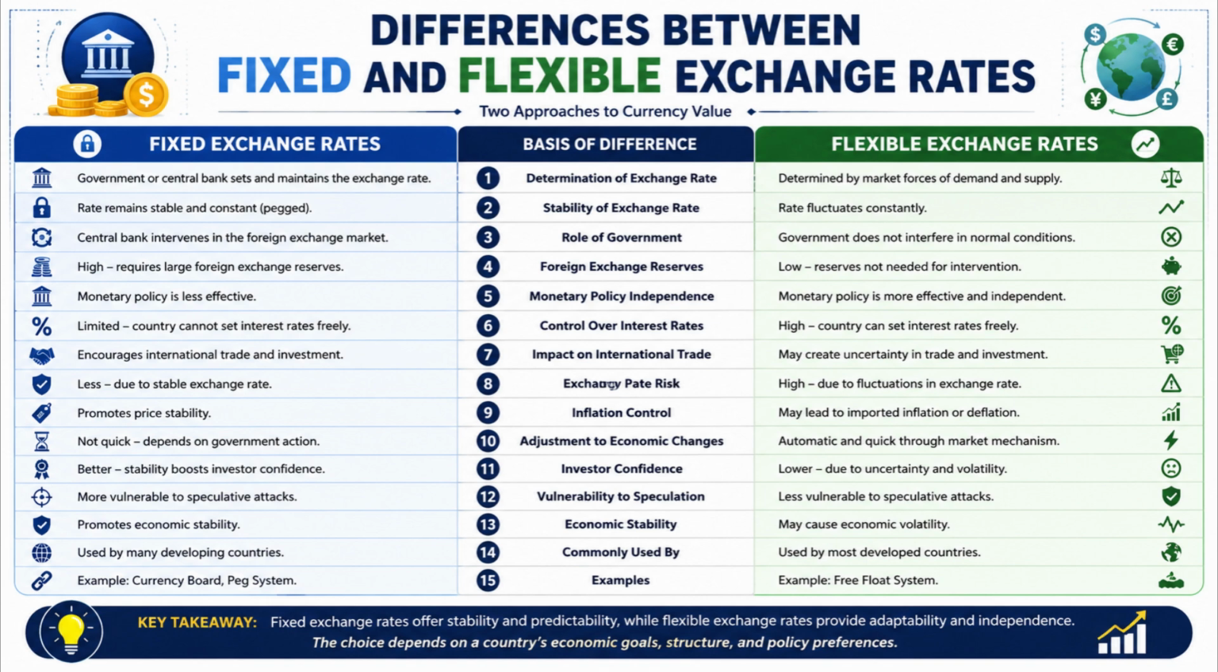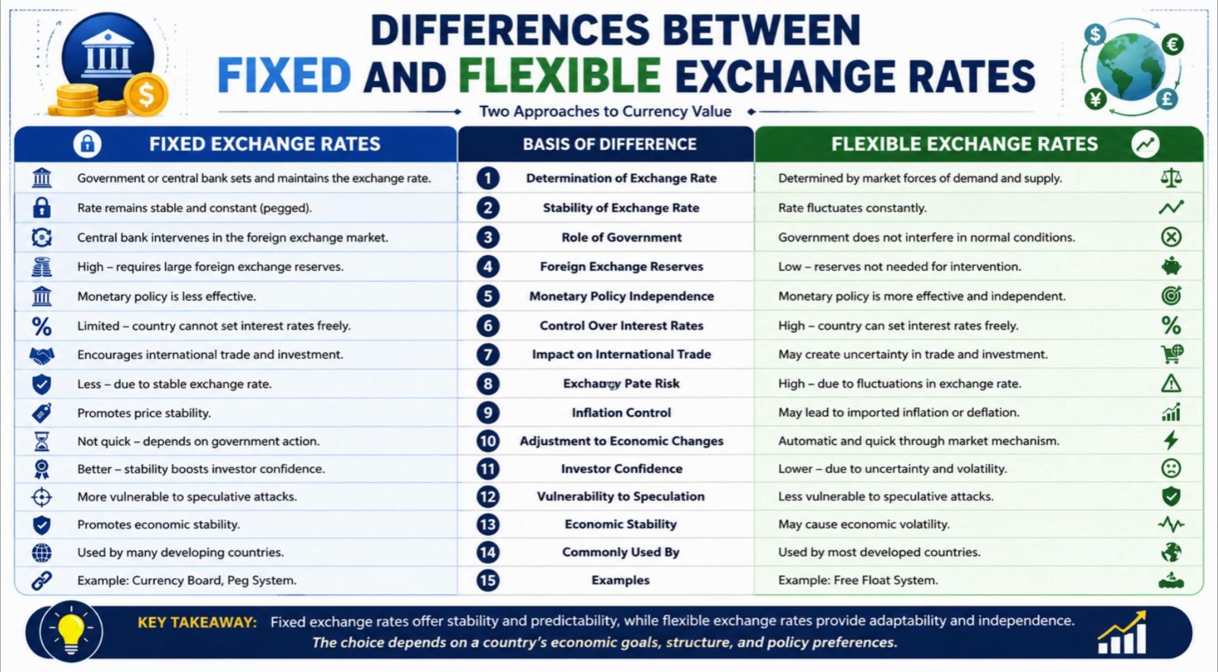Number 10. Economic adjustments occur slowly under a fixed exchange rate system because they depend on government actions, whereas adjustments occur automatically and quickly under a flexible exchange rate system through market mechanisms. Number 11. Investor confidence is often higher under a fixed exchange rate system due to stability, whereas investor confidence may be lower under a flexible exchange rate system because of uncertainty and volatility.